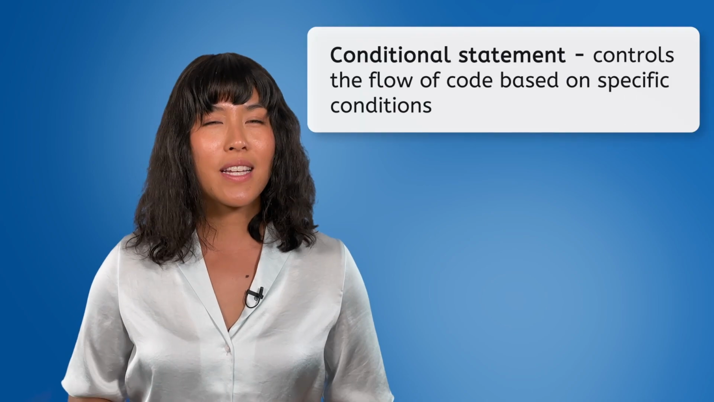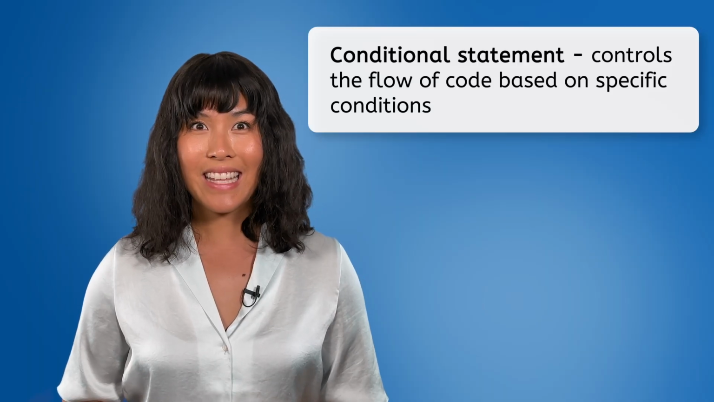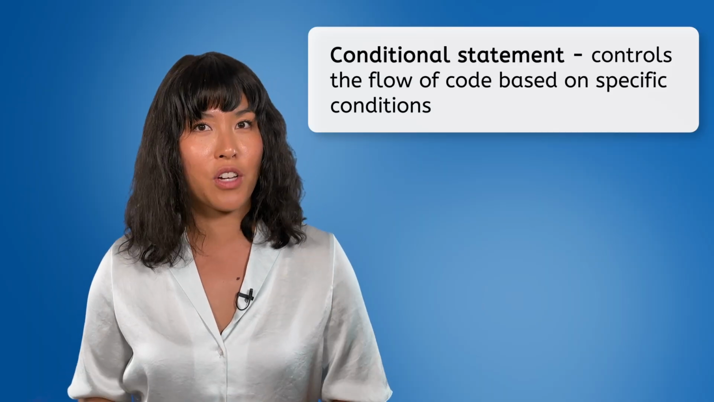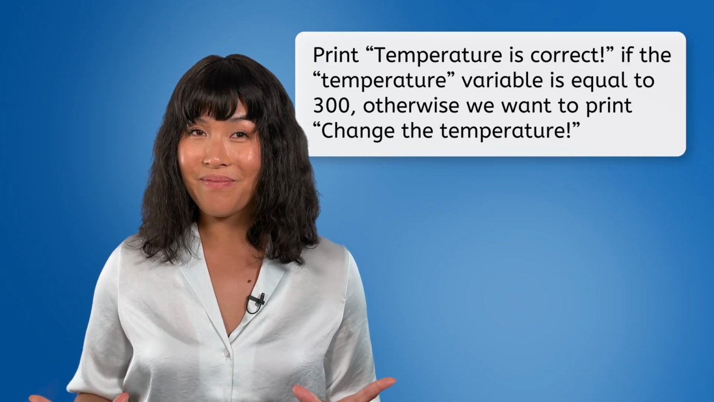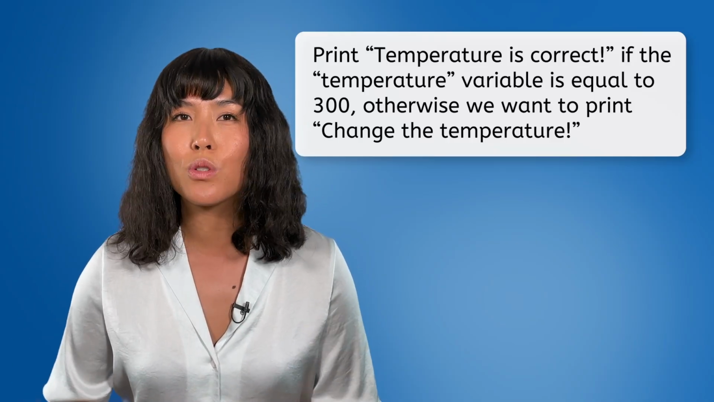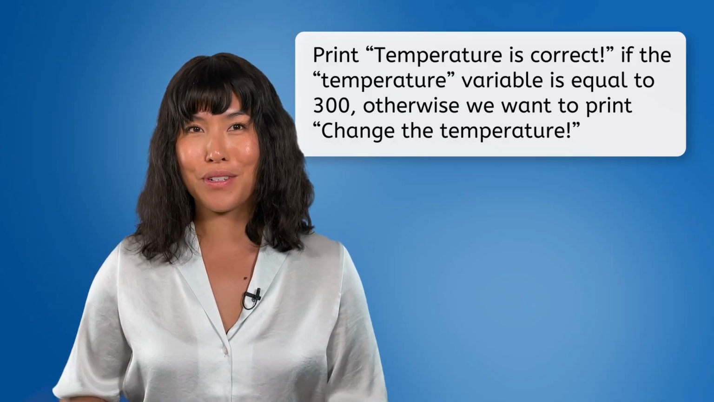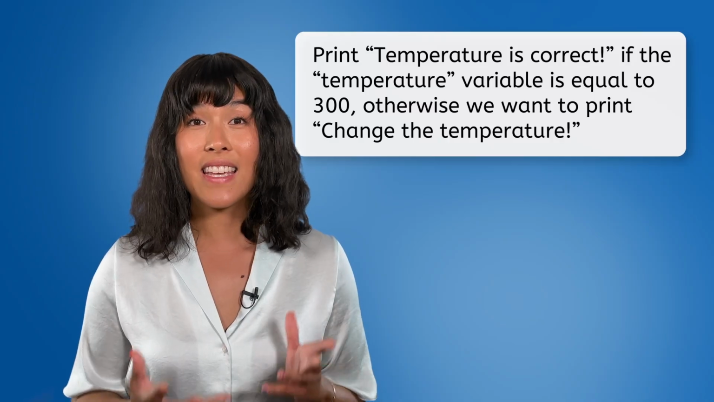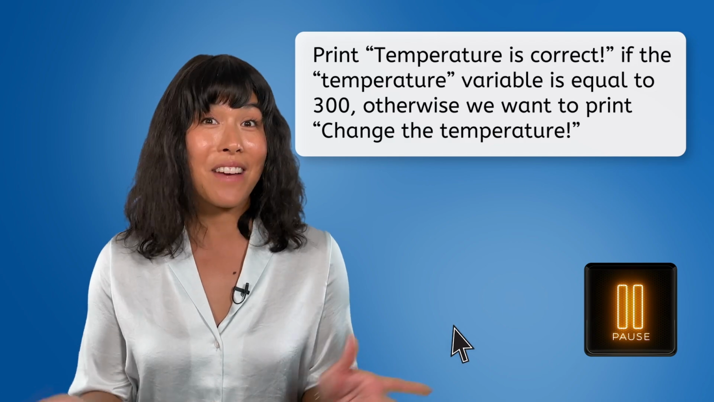When baking, we often need to adjust the heat of the oven depending on what's cooking. That's where conditional statements like if, elif, and else come in handy. They allow us to control the flow of our code based on specific conditions. We want to write code to print temperature is correct if the temperature variable is equal to 300. Otherwise, we want to change the temperature. Can you try writing these if-else statements in your guided notes? Pause the video here and give it a try.